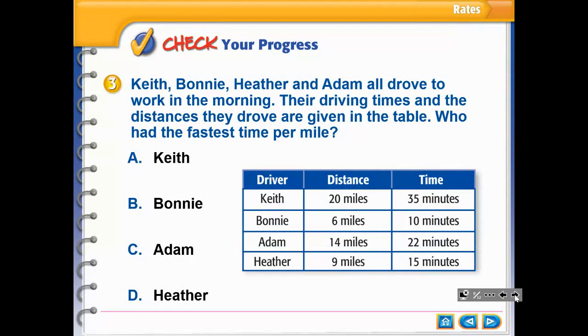Pause, come on back when you're ready. And if you were to divide each and every one of these into their decimals, rounding to the nearest hundredth if you need, in this case, you'll find that Adam is going to be the fastest time per mile.